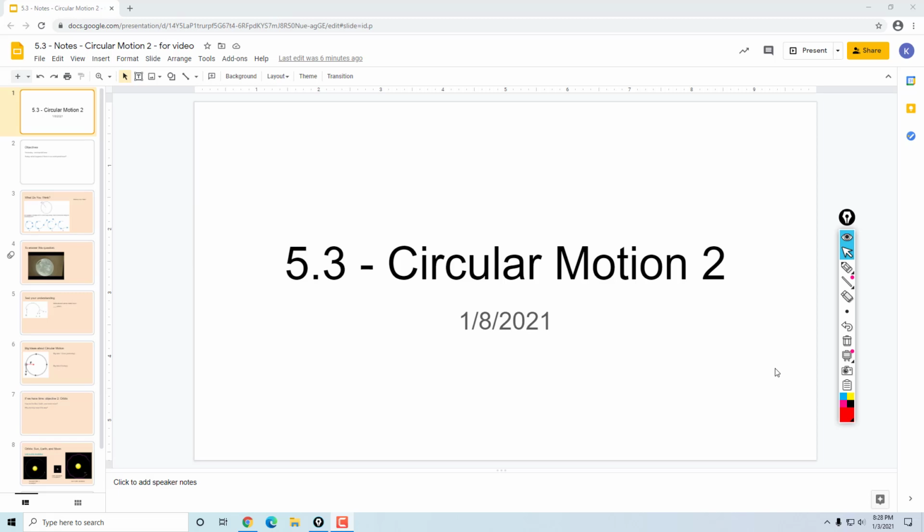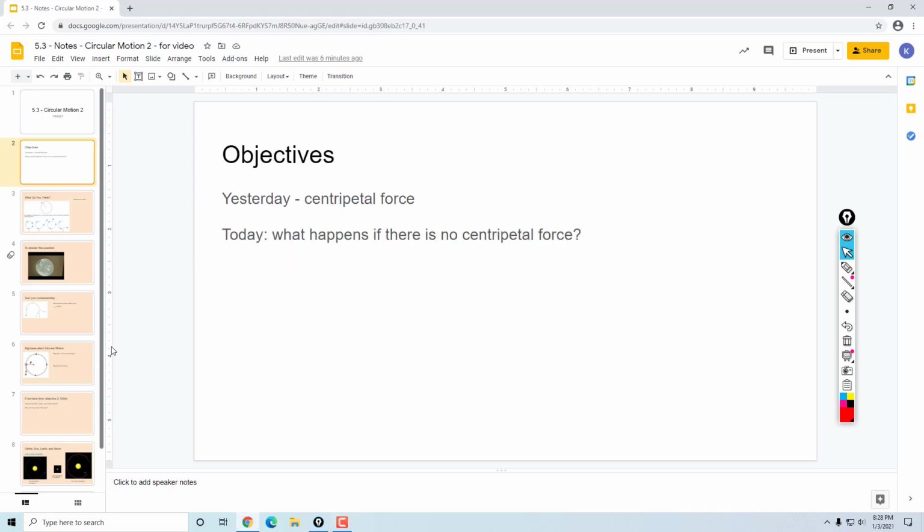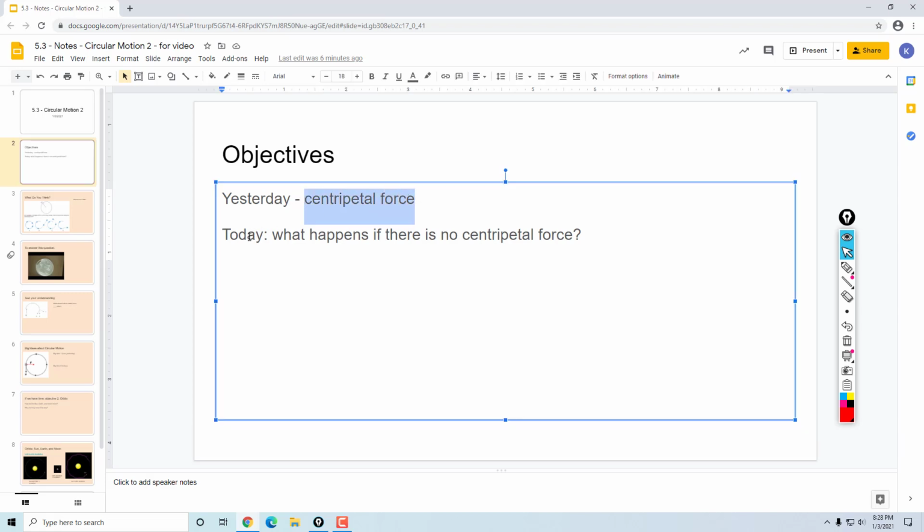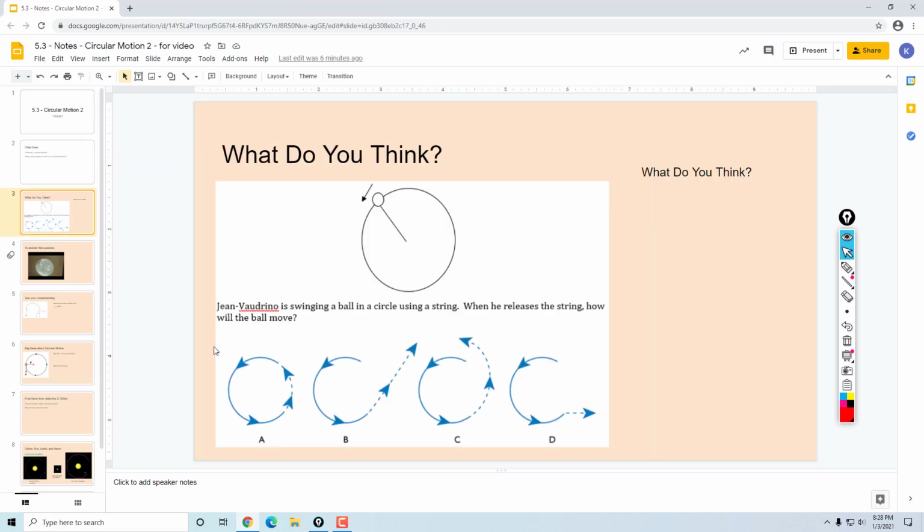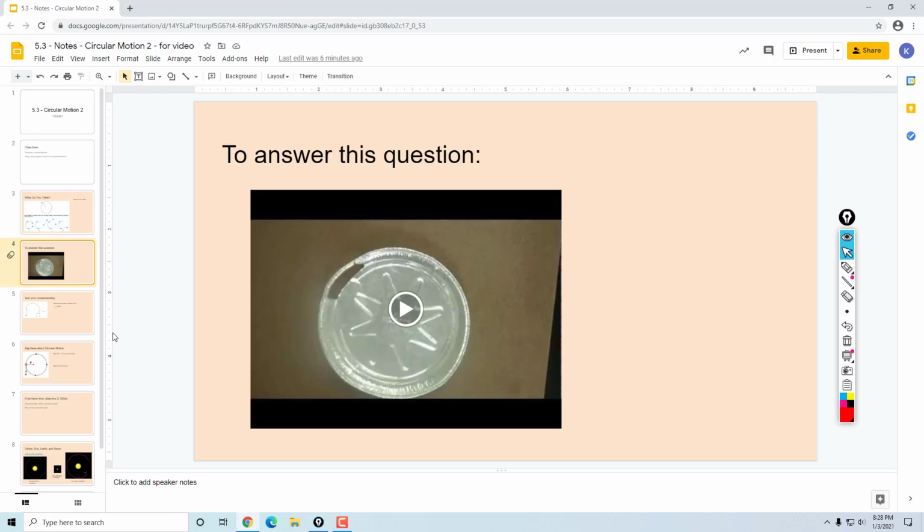5.3 Circular Motion 2. In the last lesson, we learned about centripetal force. Today, what happens if there is no centripetal force? Gene Baldrino was swinging a ball in a circle. The ball is going in a circle like this, on and on and on. What happens if he lets the string go and there's no more force? It's going to go like A, B, C, or D. Well, let's see what happens.